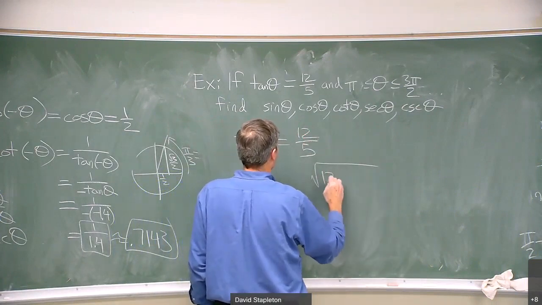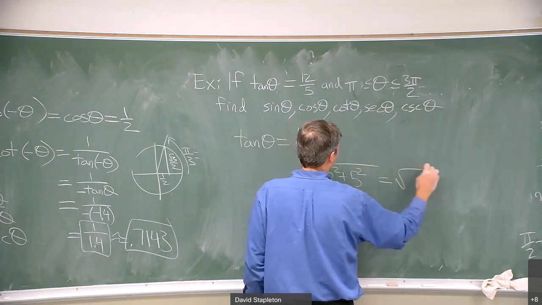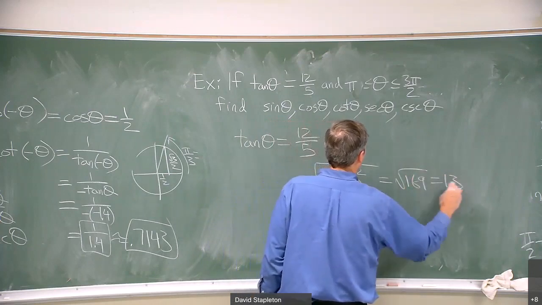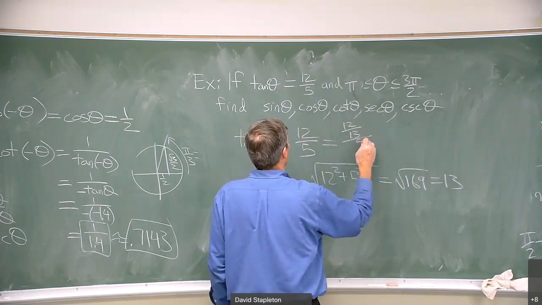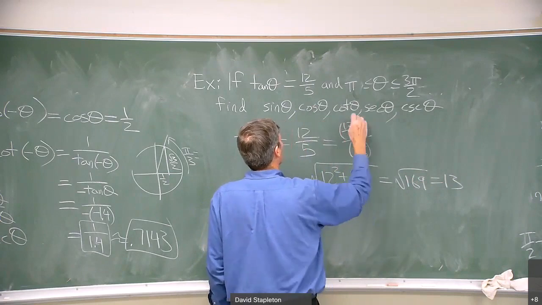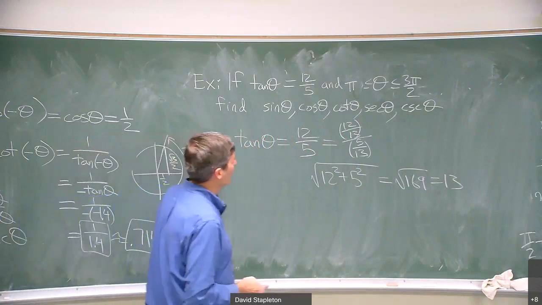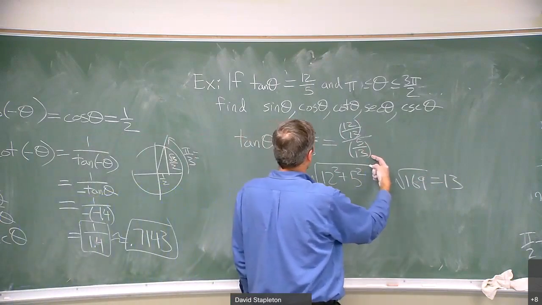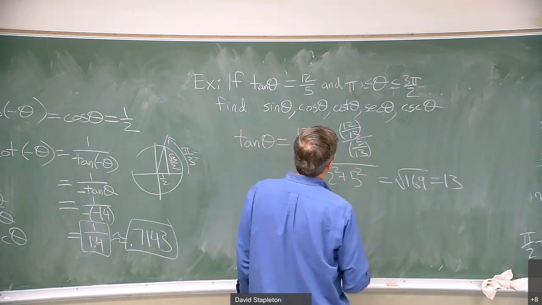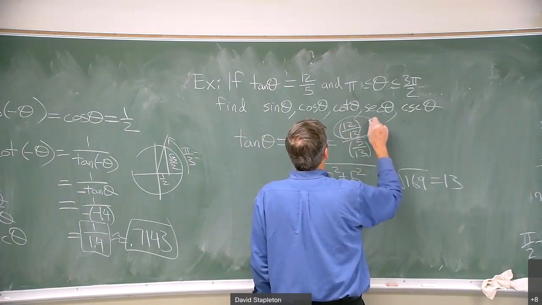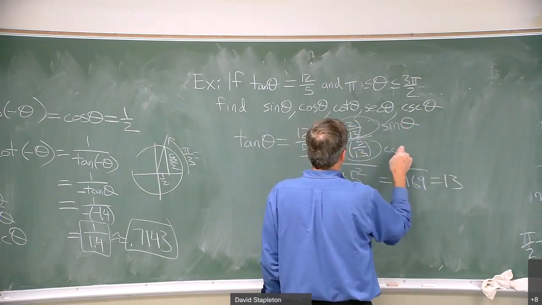Take the square root of 12 squared plus 5 squared, which comes out to be the square root of 169, which is 13. And divide top and bottom by that, right? This is 12 over 13 over 5 over 13. And once you do that, this becomes a point on the unit circle. Remember, when you divide the two numbers by the root sum square, they now lie on the unit circle. And since tangent is sine over cosine, this one might be the sine, and this one might be the cosine.